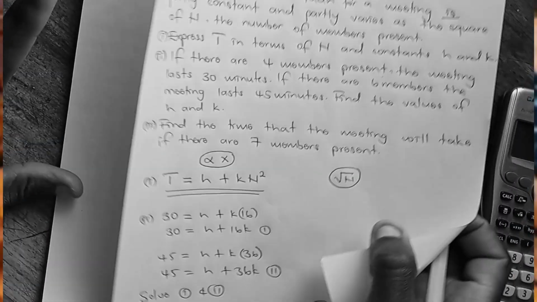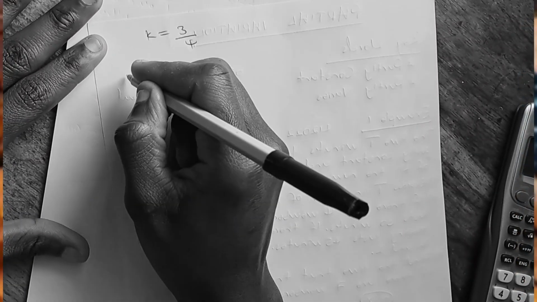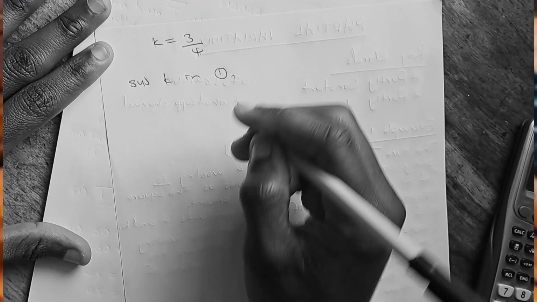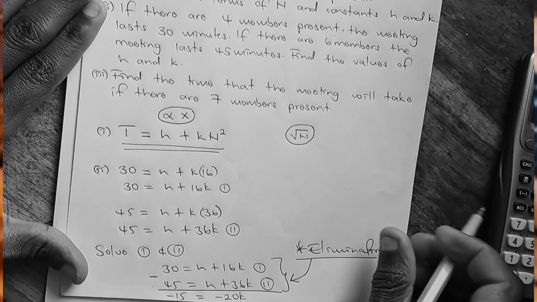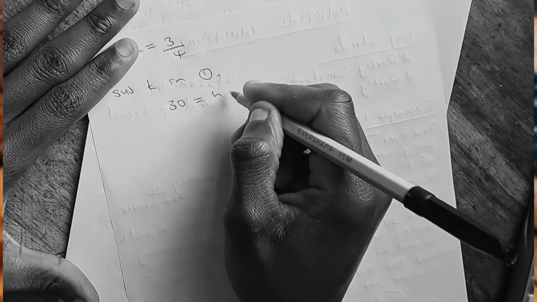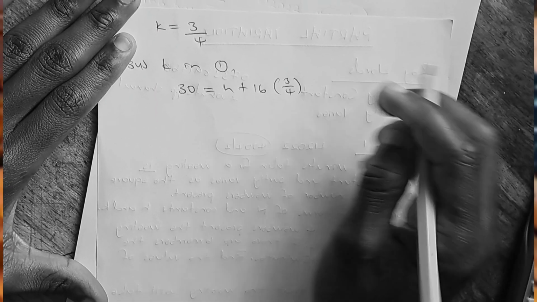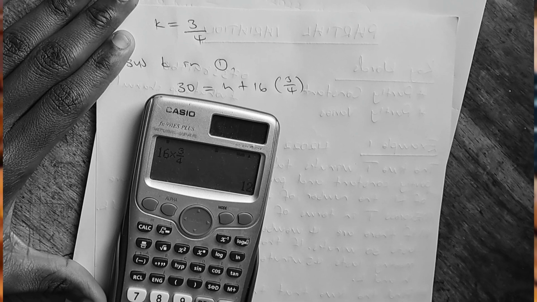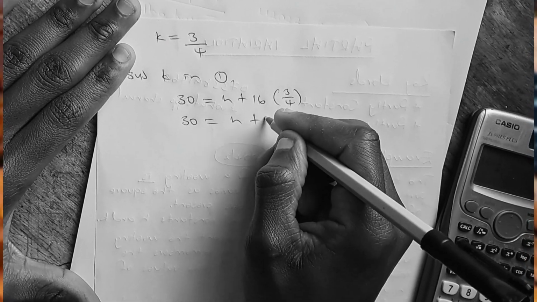Then we are not done yet, because we are asked to find the values of h and the value of k. So now we have found the value of k. So you're going to substitute k in equation 1, or any of the equations. So equation 1, we know that equation 1 is 30 is equal to h plus 16k. So it will be 30 is equal to h plus 16. Where there is k, we are going to put 3 over 4. Make sure you utilize the calculator. 16 times 3 over 4, you're going to get 12. So 30 is equal to h plus 12.